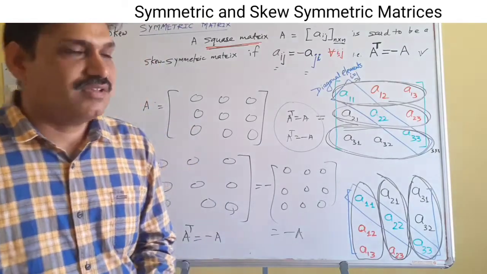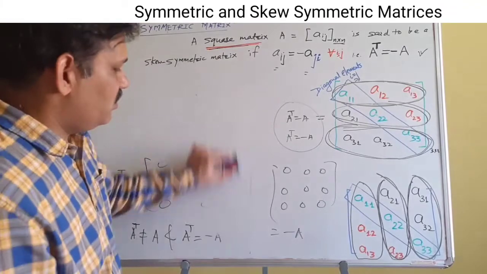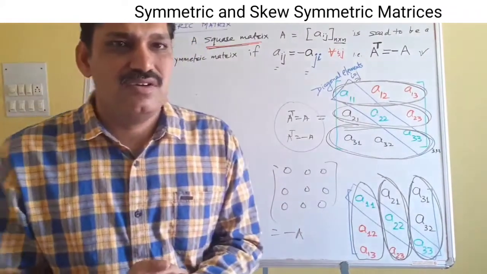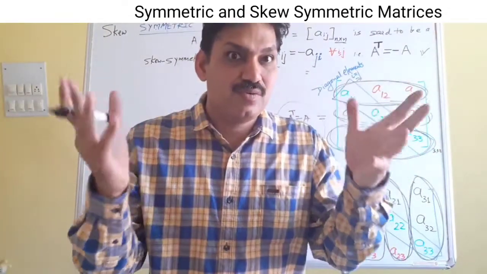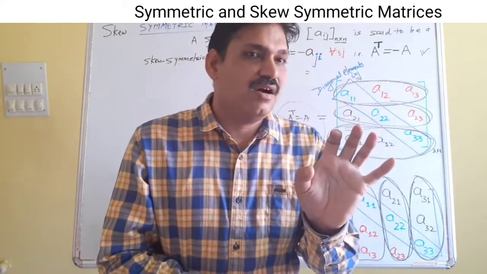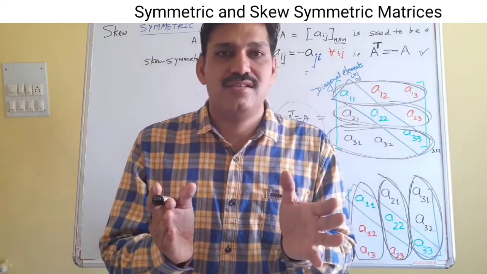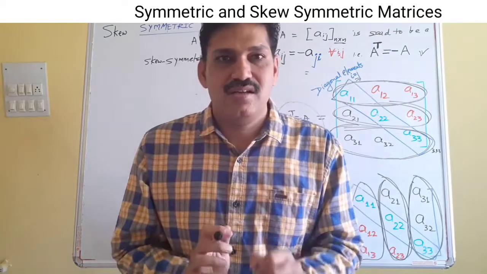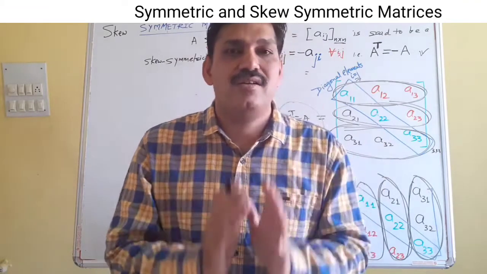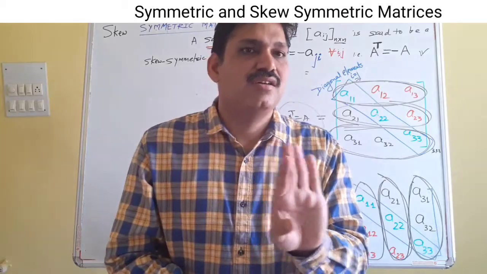Now the question comes, if I am given a matrix which is neither symmetric nor skew symmetric, is it possible to split it up into two parts such that one part is symmetric and the other part is skew symmetric? Because most of the matrices are such that they are neither symmetric nor skew symmetric. So can we split them up in two parts such that one part is symmetric and the other part is skew symmetric?